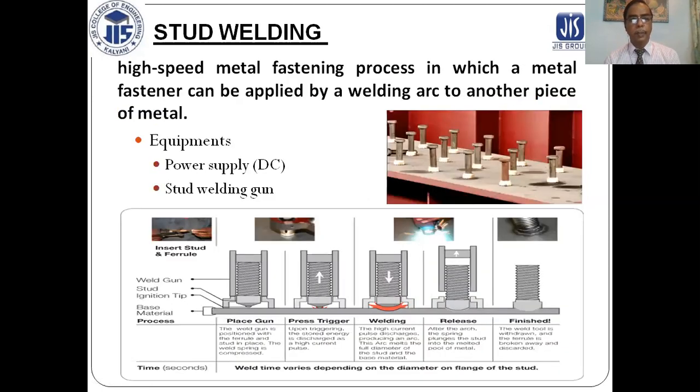Stud welding is a high-speed metal fastening process in which a metal fastener can be applied by a welding arc to another piece of metal. Equipment: power supply, stud welding gun. The gun is there, and this is the stud. Through the gun, arcing is done, and pressure is given. So the joining process is done.